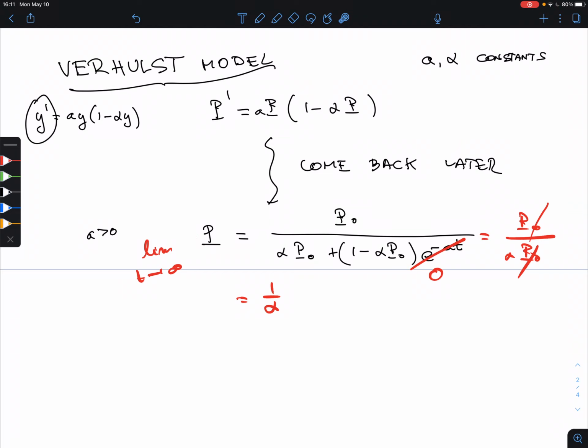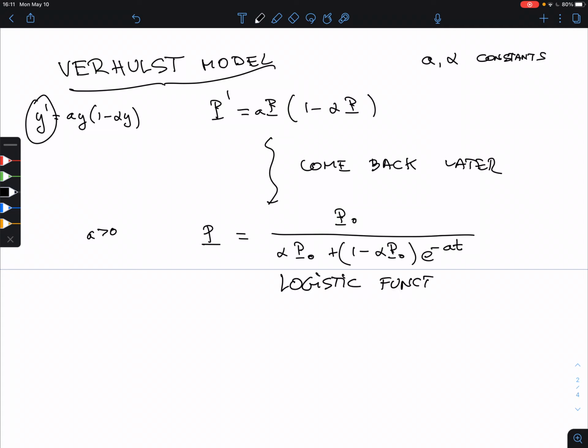Here we have a formula. Let me get rid of this red here. Okay, so this is now back to no longer the limit, to the actual function, the actual solution. We have a function and we can plot this function, and this is the so-called logistic function. It bears this name because this is called the logistic equation. Don't ask me exactly why.